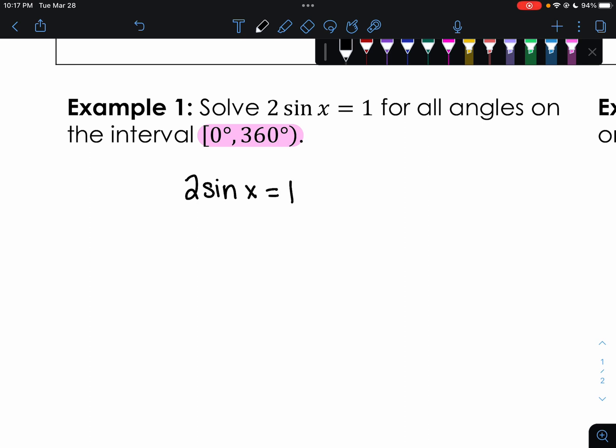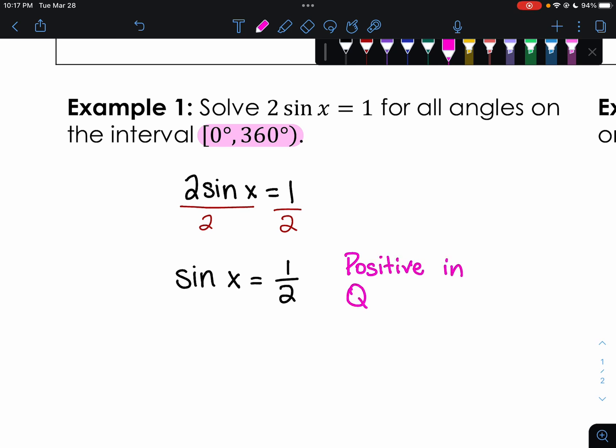If I want to solve for sine, to get the trig function by itself, I'm going to divide both sides by 2. When I do that, I get sine x equals 1/2. If I want to identify the angles in which sine would give me 1/2, I have to understand that sine is only positive in quadrants 1 and 2. So sine is only positive in quadrants 1 and 2.